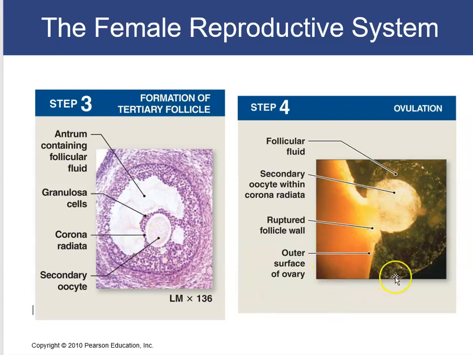And then finally, this leads us up to the process of ovulation. This is when the tertiary follicle releases the secondary oocyte. The follicular wall will rupture, releasing our secondary oocyte and that corona radiata. This happens due to a surge in luteinizing hormone that happens right around day 14 of the female cycle. And we will look at this in more detail in a moment as well. All of this surrounding the egg that we see out here, that is the follicular fluid that was contained in that antrum.